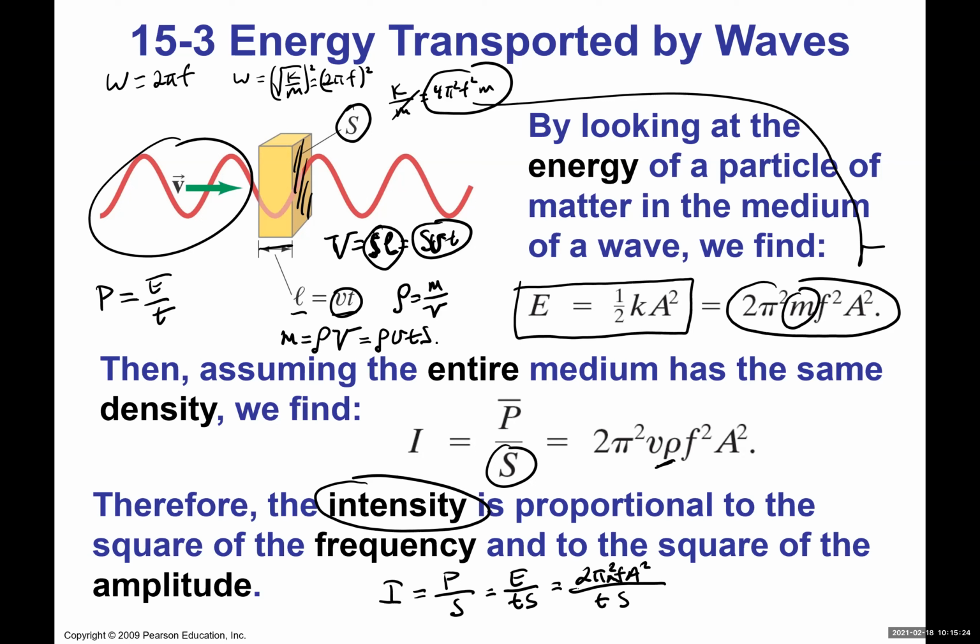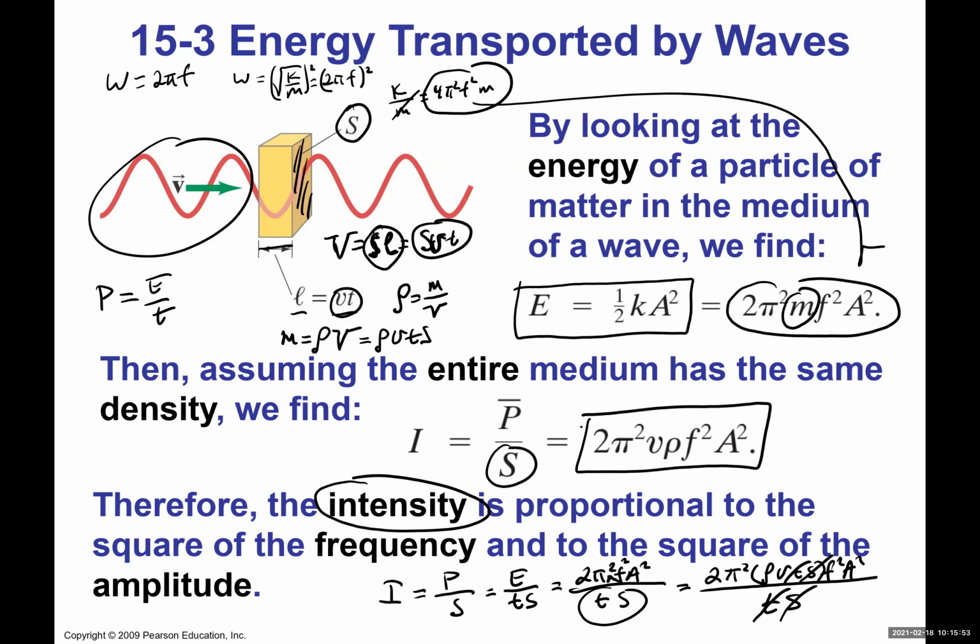So I replace that. When I come back here, I can write 2 pi square, replace mass with that: density, speed, time, surface area, then times the frequency square, then times the amplitude square. Then this is divided by the time and surface area. Then you can see, right, time cancels out, surface area cancels out, and this is what survives. And this is the equation for the intensity.